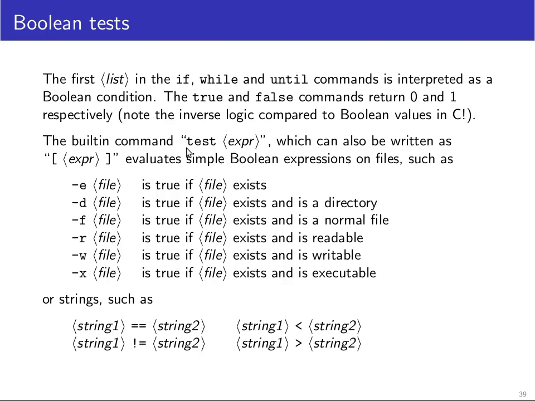And the syntax following the test uses this option-like syntax. So if you write test minus e file name, then the test command will return 0 if the file actually exists. And here with minus d, it will return 0 if it exists and is a directory and so on. And there are lots more of these options. You have minus a, for example, which is a logical and, or minus o is a logical or, and you have string comparison and numerical comparison and so on. So read the man page for the test command.